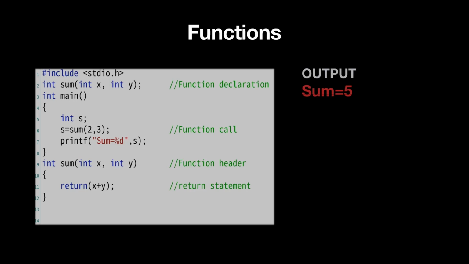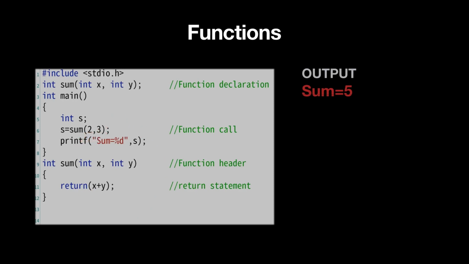X plus y is calculated. The result is 5, and that is returned to the place where the function is called. That value 5 is then stored in the variable s. Next, line 7 will be executed. The printf statement prints sum equal to 5, which we get as the output of the program. 2 and 3 form the input to the function, and 5 is the output of the function.